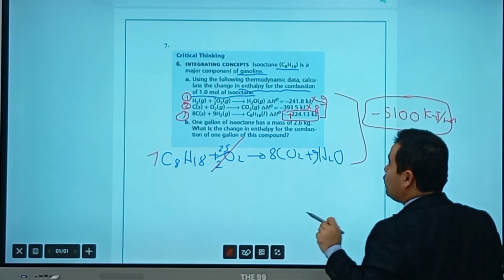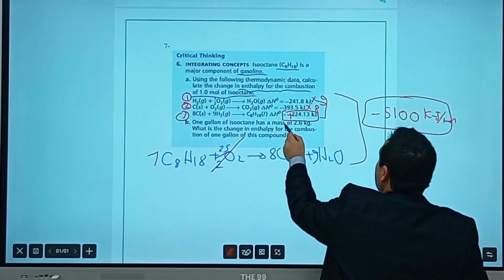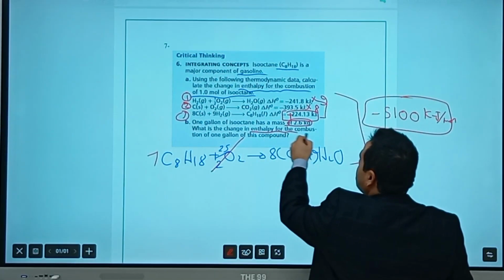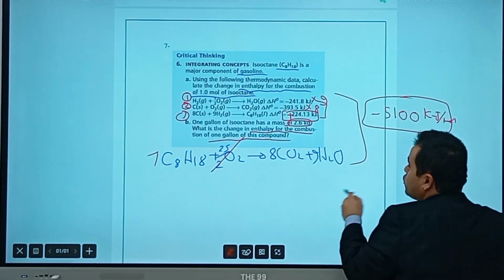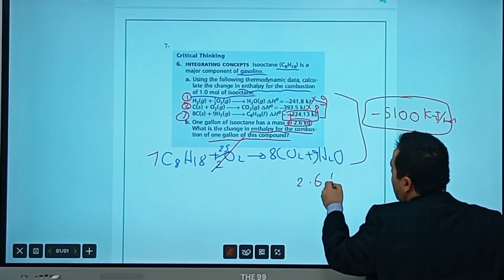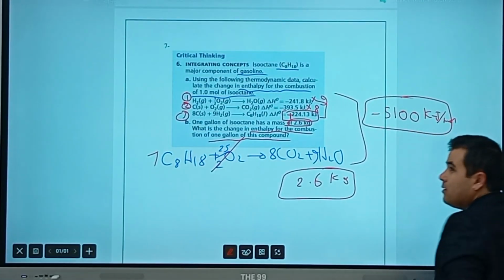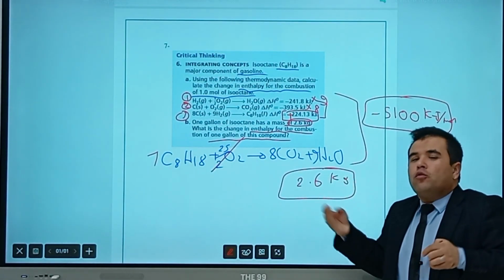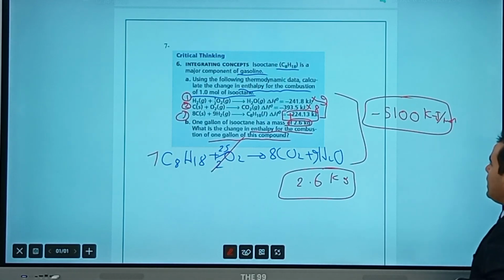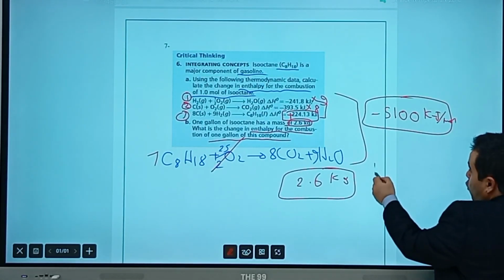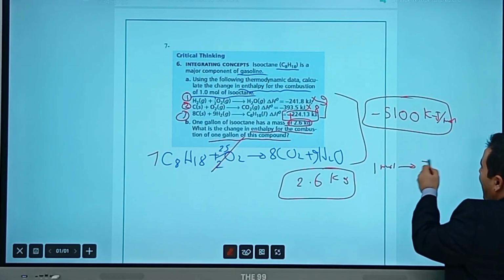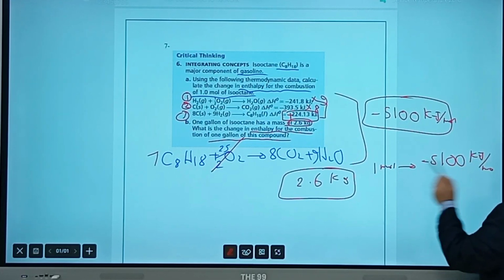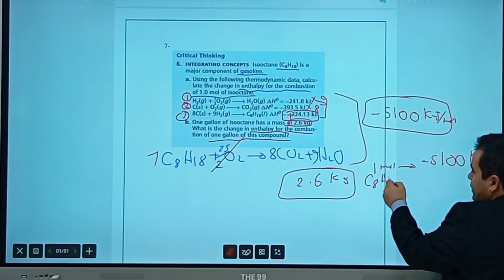Part B, guys, said 1 gallon of isooctane has a mass of 2.6 kilogram. What's the change in enthalpy for the combustion of 1 gallon of this? So 1 gallon is 2.6 kilograms. If we combust 2.6 kilogram, what will be the heat? 1 mole produced minus 5,100 kilojoule per mole.